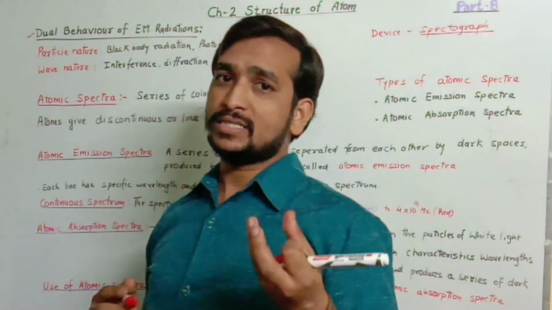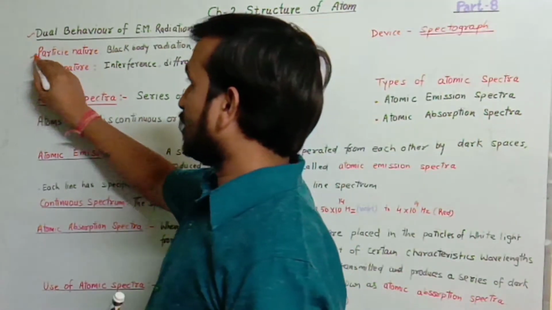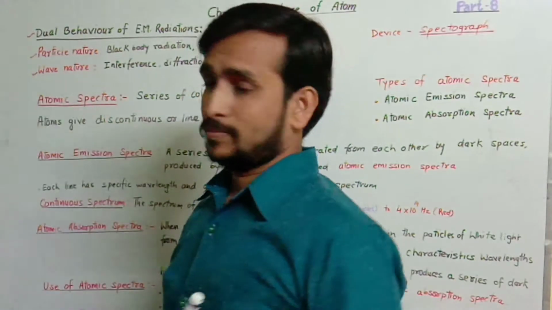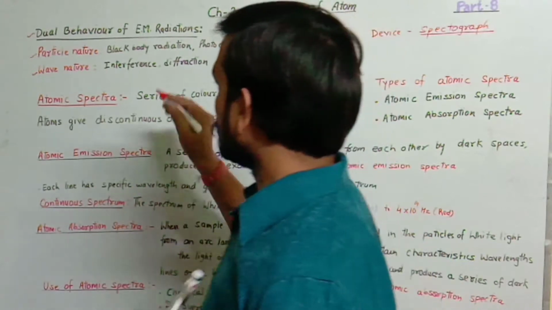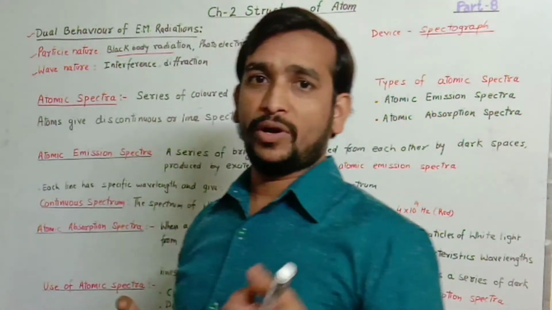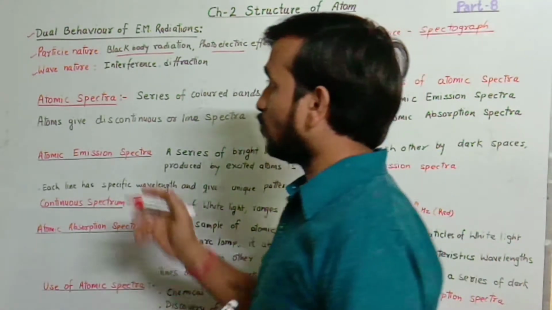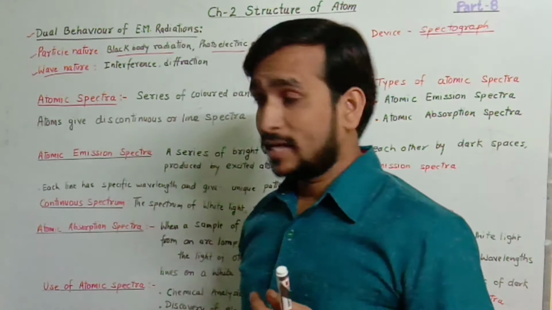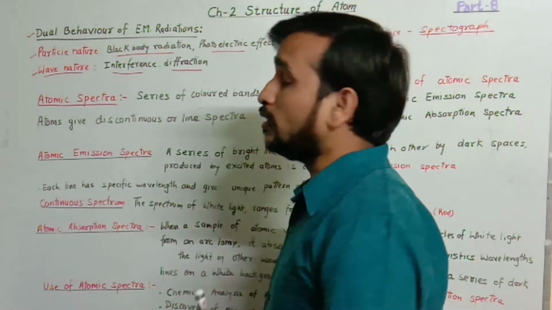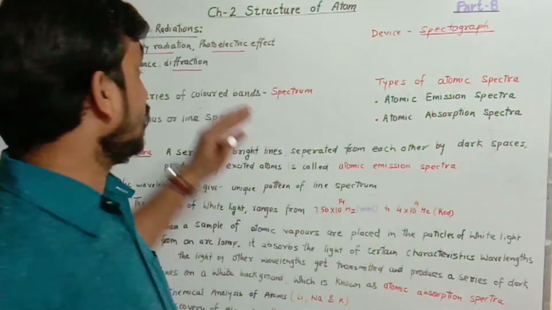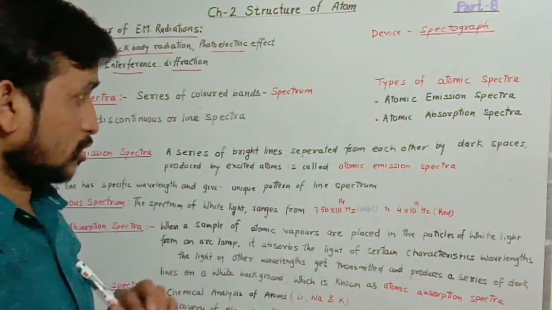Dual behavior means the light possesses a dual character, that is, particle nature as well as wave nature. As we discussed earlier, in the case of particle nature, it shows two types of phenomena, that is, black body radiation as well as the photoelectric effect. And in terms of wave nature, various phenomena like interference, diffraction, polarization, etc. are shown by light. So these are the various evidences of the dual behavior of electromagnetic radiations.